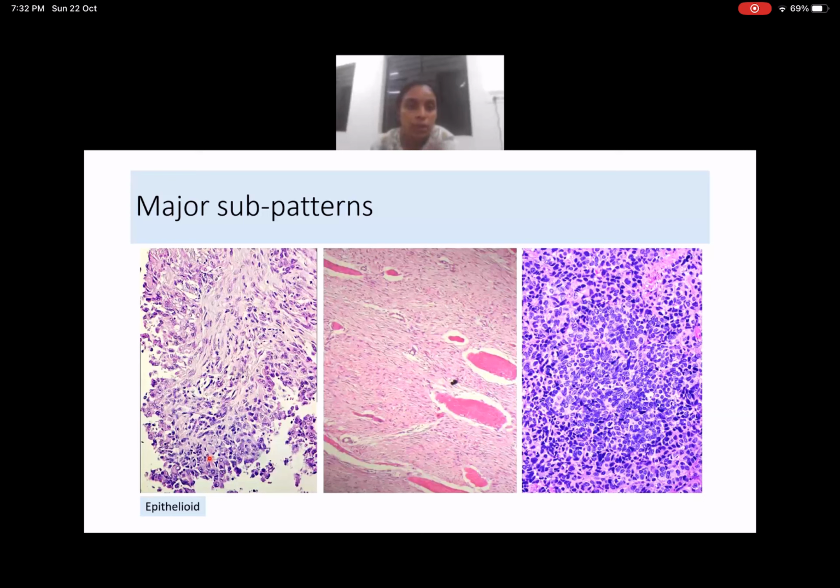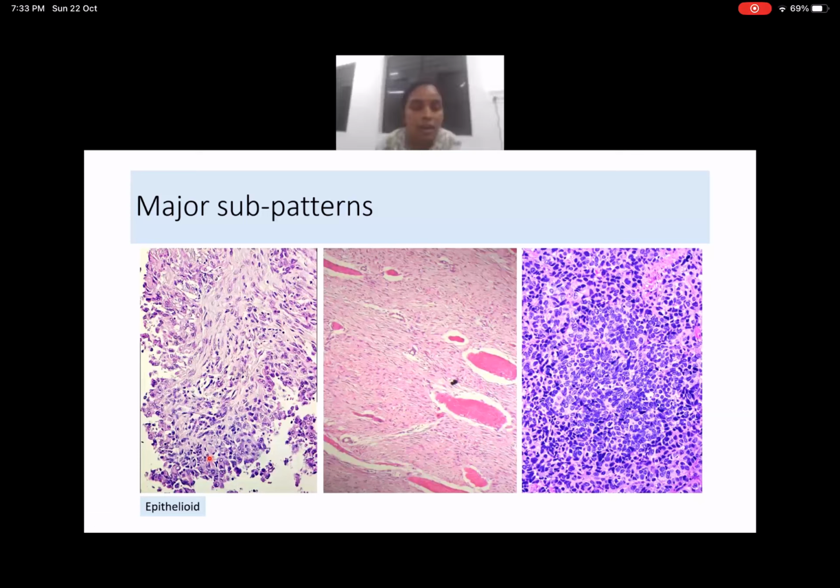A mesenchymal pattern can happen in anything, ma'am. It can be not only in mesenchymal tumors; it can be seen in epithelioid, epithelial-like cells, or in spindle cells. But how do I know it is a mesenchymal pattern?